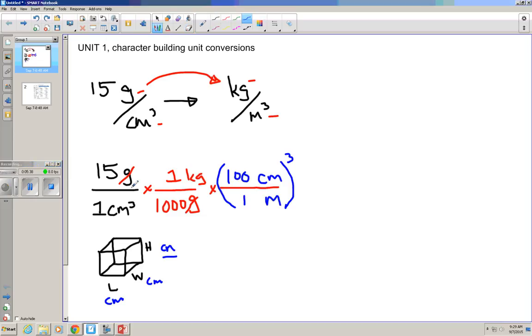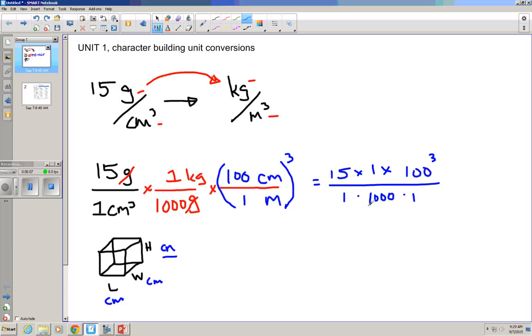Okay, so I have to take and do all this. Now, remember, this is a top times top times top process. So it's going to be 15 times 1 times, not just 100, it's going to be 15 times 1 times 100 cubed divided by 1 times, what else do we have here? 1 times 1,000 times 1.